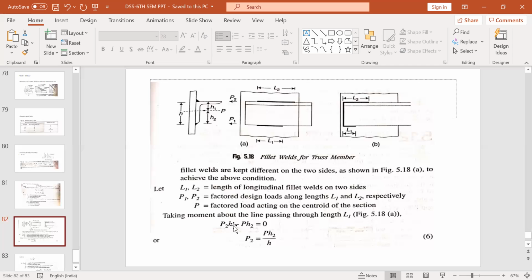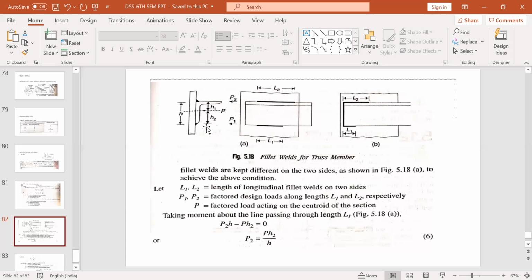So now if we take moment of the forces about the line L1, suppose you are taking moment about this line, this will be P2 into H. See, P2 is here, P2 into H, this distance H, minus P into H2. This is H2 and this is H1.